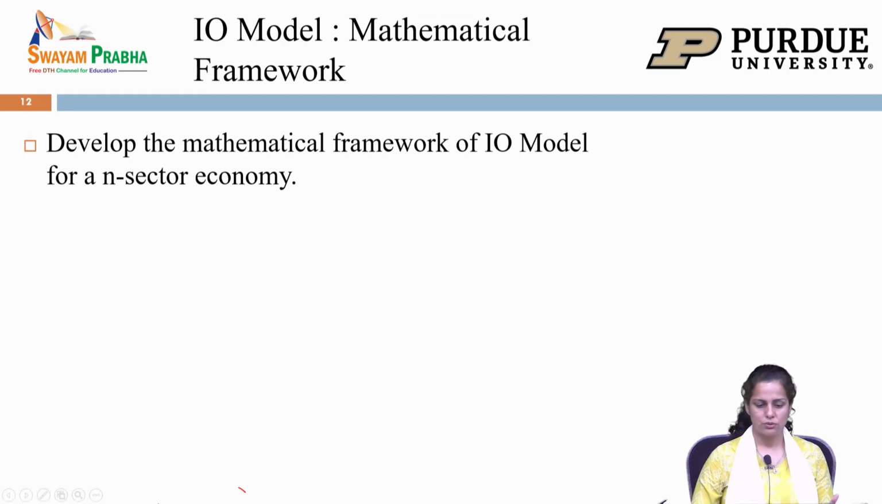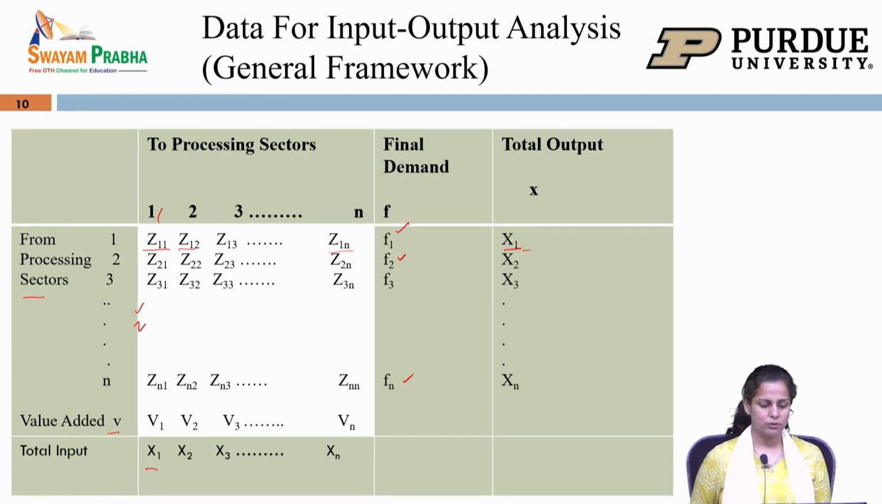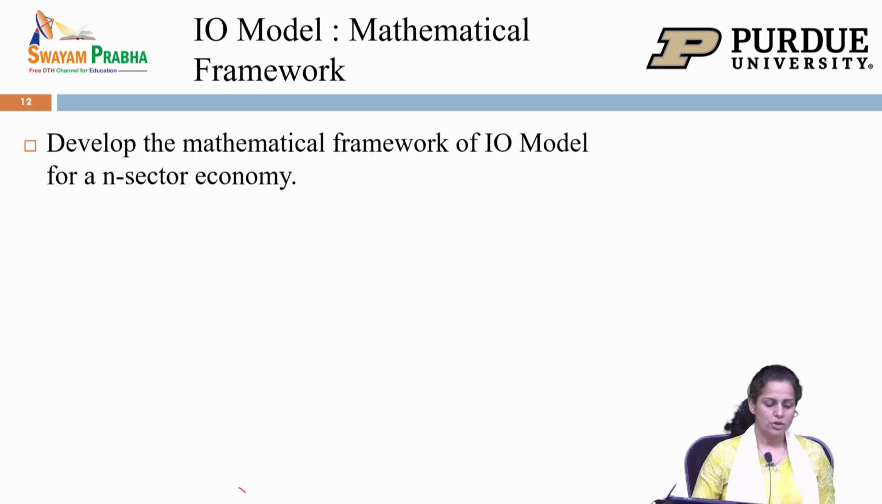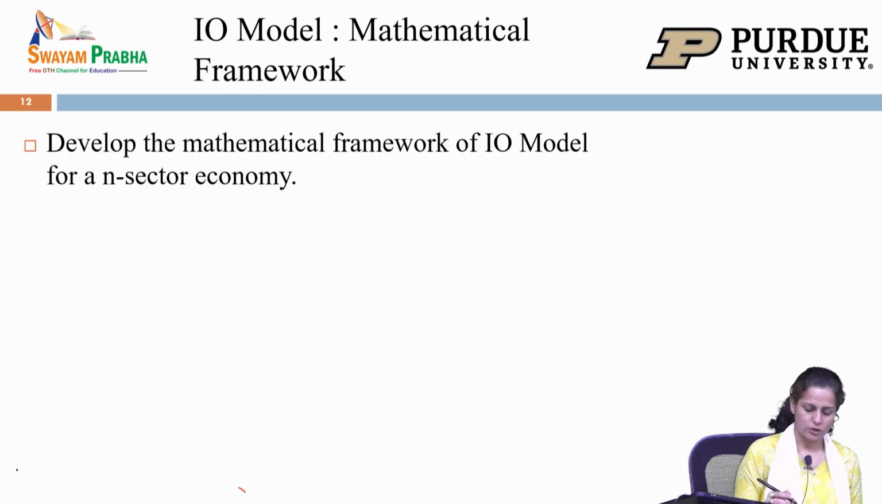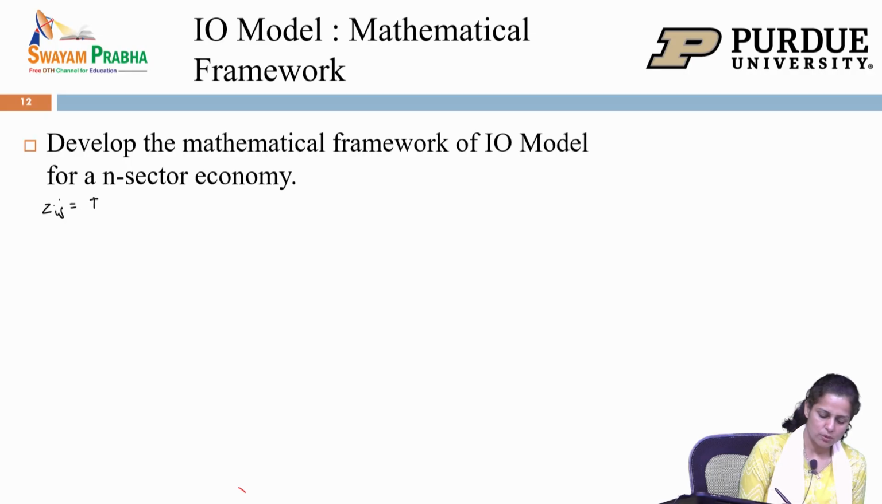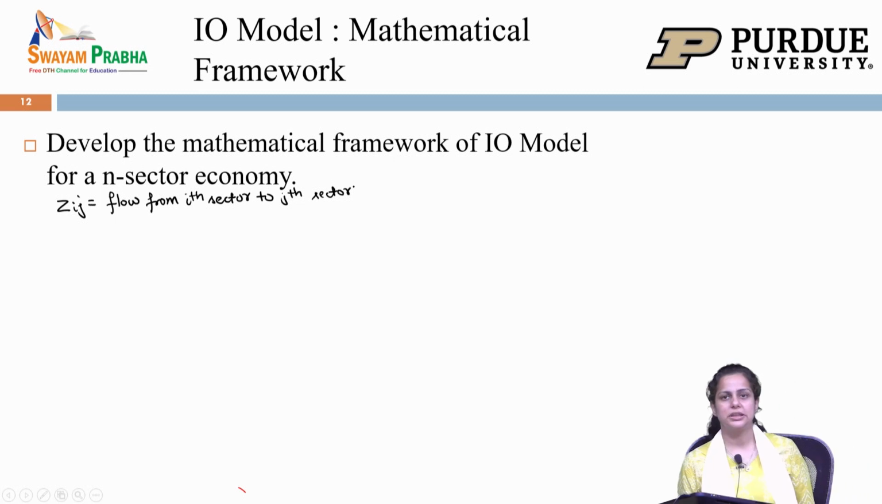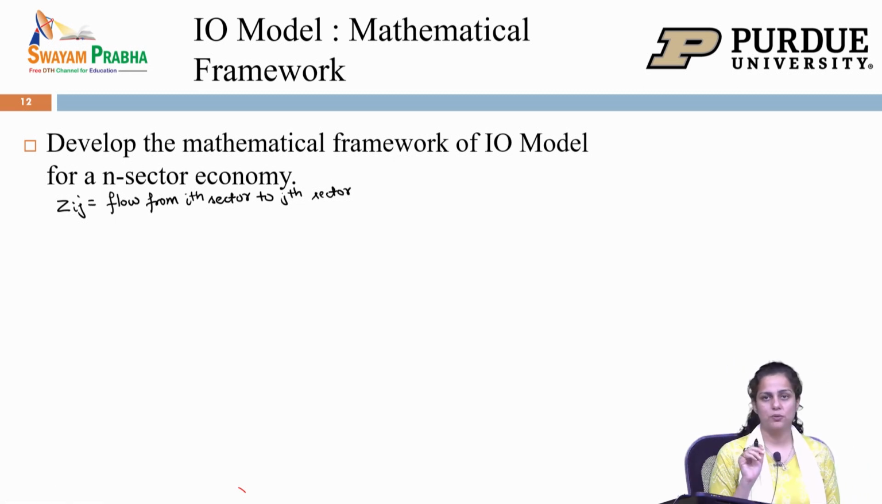So, we have seen this data table. So, we will start with this. For the n sector economy, we have what we call Zij, which is the flow from the ith sector to the jth sector. So what we will do is that for each of the nodes, the inputs and outputs are balanced. So we'll first write for the input.